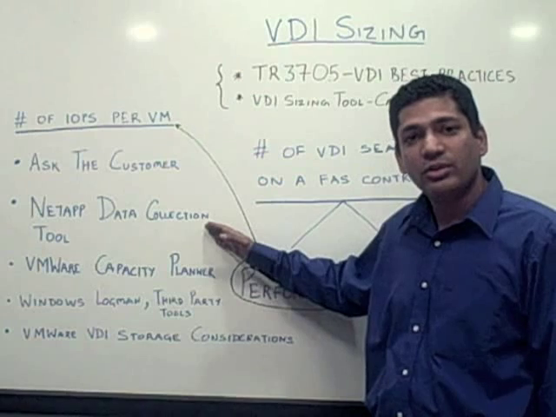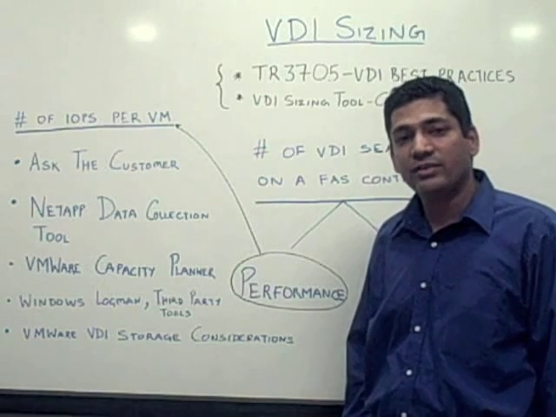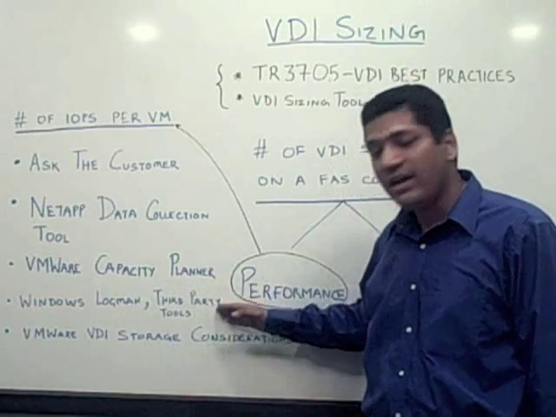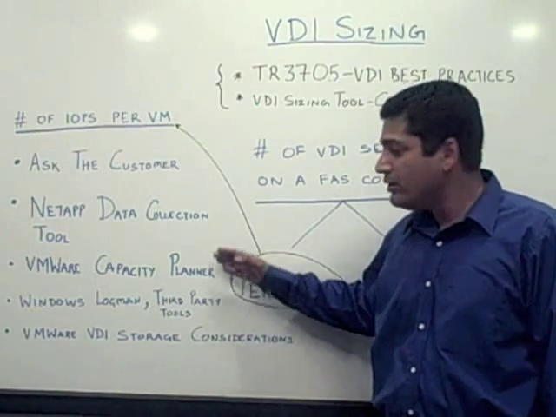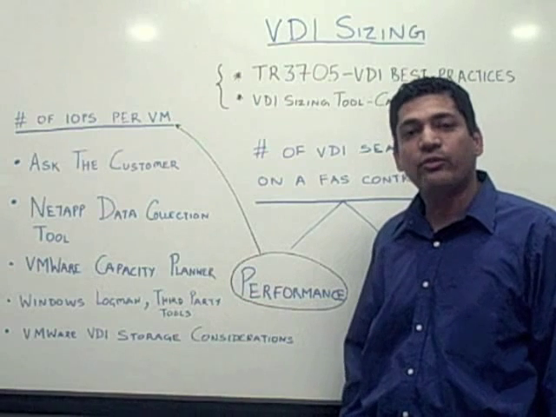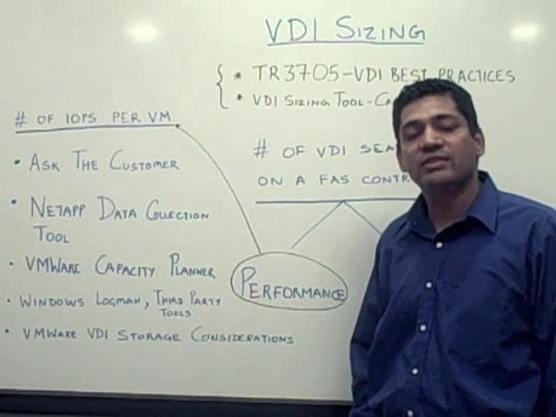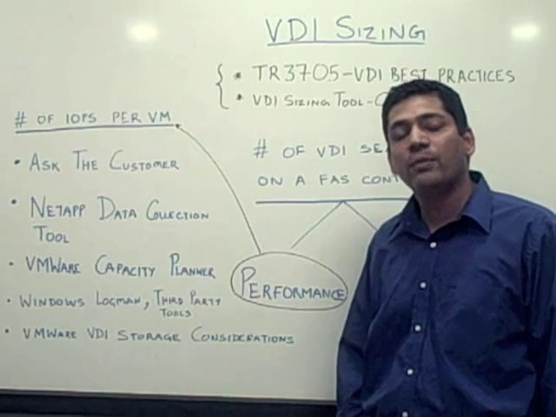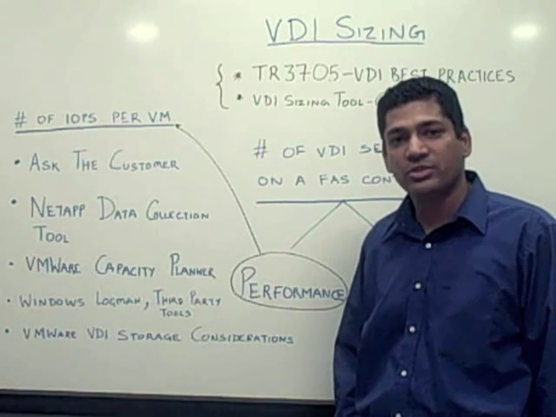The NetApp data collection tool is available internally and to partners. Then there is VMware Capacity Planner, Windows Logman, and other third-party tools. Using these tools, performance data can be collected from the existing desktop environment and ultimately help in determining the IOPS that should be factored for every virtual machine.